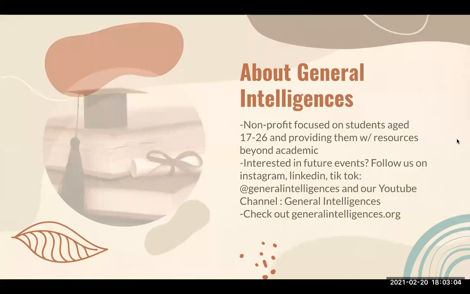To start off, I just wanted to give a quick intro about General Intelligences, which is the organization that is sponsoring this free webinar. It is a nonprofit that's focused on students between the ages of 17 to 26, although we do help students outside of that age range. We provide them with resources beyond just academic resources. Beyond things like study guides and tutoring, we try to help people with skills and developmental stuff, very similar to what we're doing here today with this webinar.